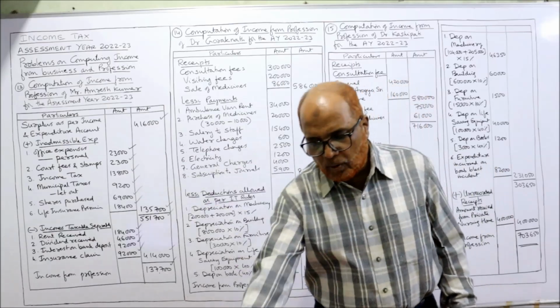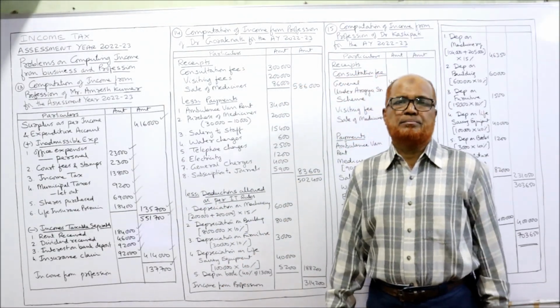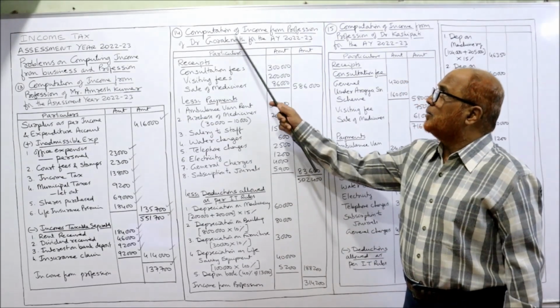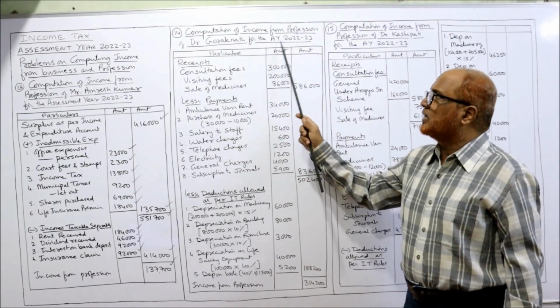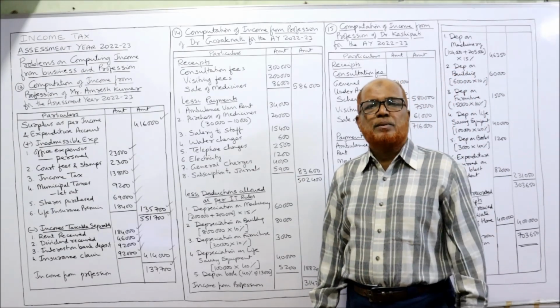Now, how to compute the income from profession when receipts and payments account is given? First of all, computation of income from profession of Dr. Gorakhnath for the assessment year particulars. Here, there is no profit as per profit and loss account.